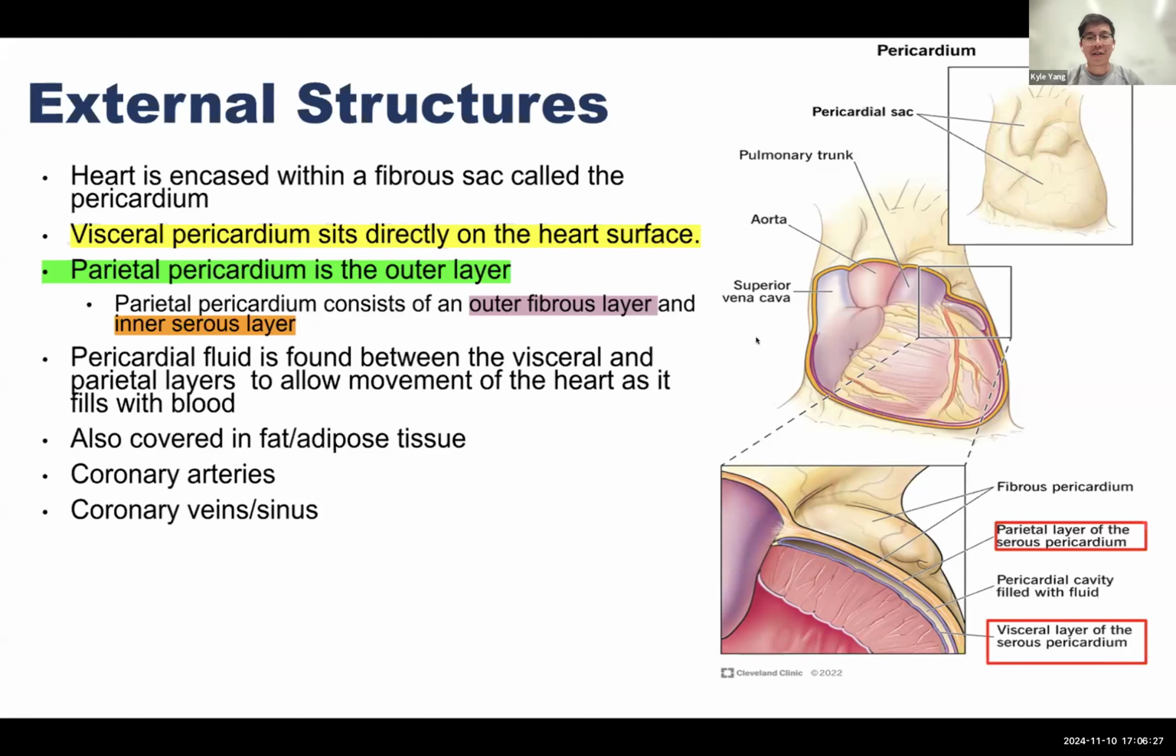In addition to the sac, the heart is also covered in fat and adipose tissue, along with the coronary arteries and the coronary veins and sinuses.